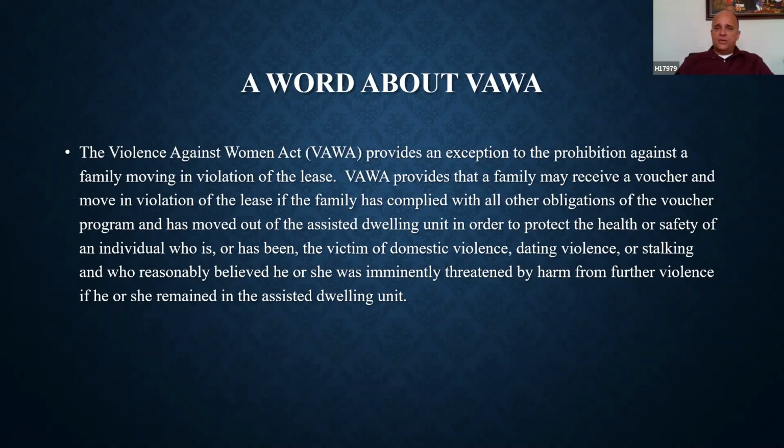So just be aware that families, under certain circumstances, if they move out because of domestic violence, dating violence, or stalking, as long as they're not in violation of other provisions of their lease, and it is something that invokes the VAWA requirement, they may be allowed to do that. I should mention that the state of Texas, if I remember correctly, also has some laws that run along these lines to a certain degree.